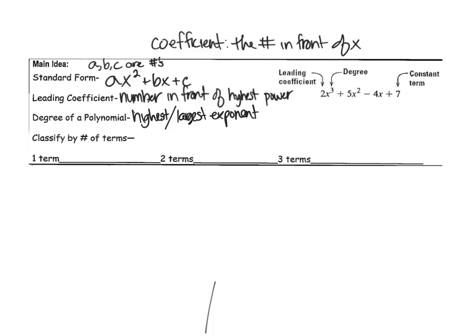And then classify by number of terms. A term is separated by plus signs and minus signs. So here we go. 1 term, 2 terms, 3 terms, 4 terms. My red little underlines. Those are terms. They're separated by pluses and minuses. There's 4 of them in this example. 1, 2, 3, 4.